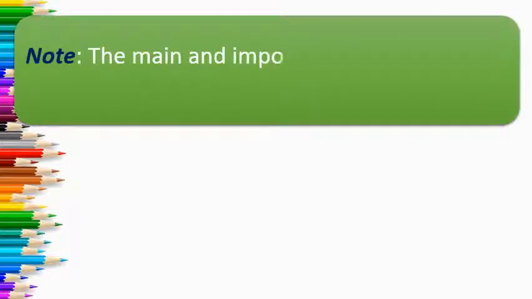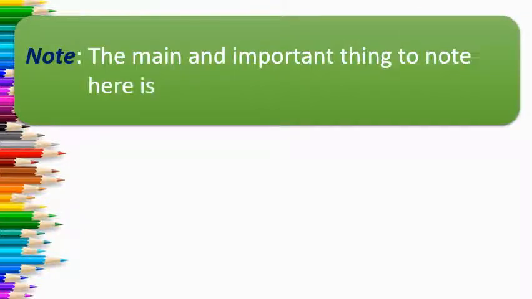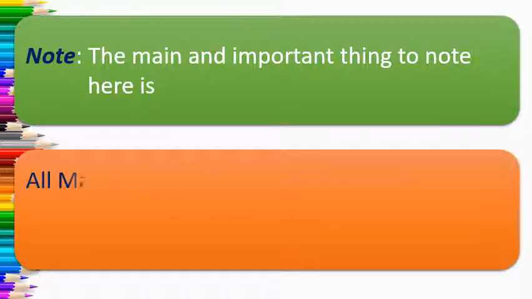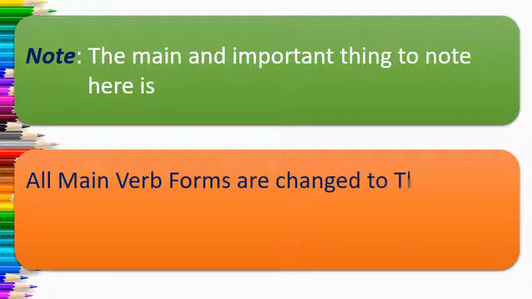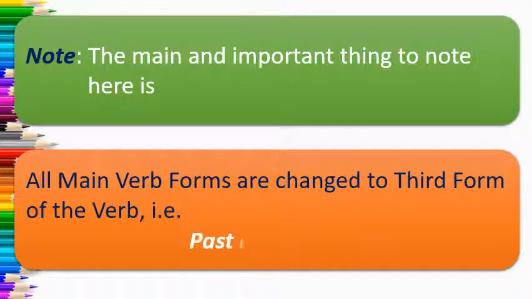Note one thing, the main and important thing to note here: all main verb forms are changed to the third form of the verb, that is the past participle. Means when we are changing active to passive voice, we are using the third form of the verb. Whether it is present simple, continuous, perfect, in every tense we are using the third form of the verb when we are converting active to passive. So this is the end of the lecture.